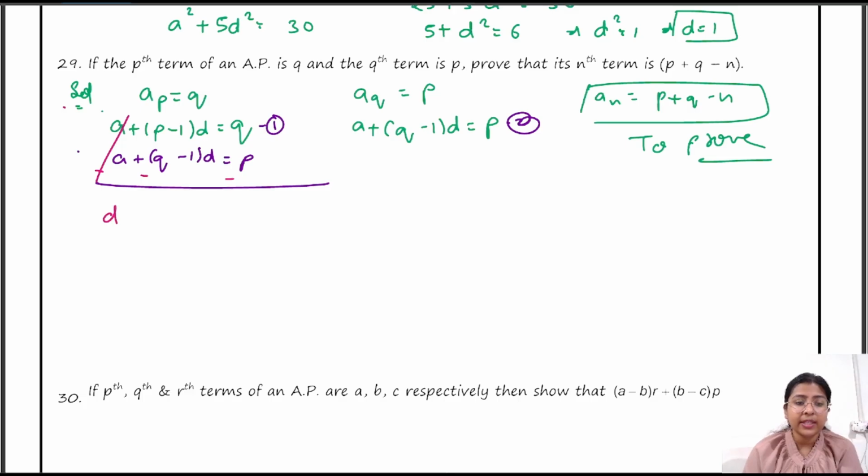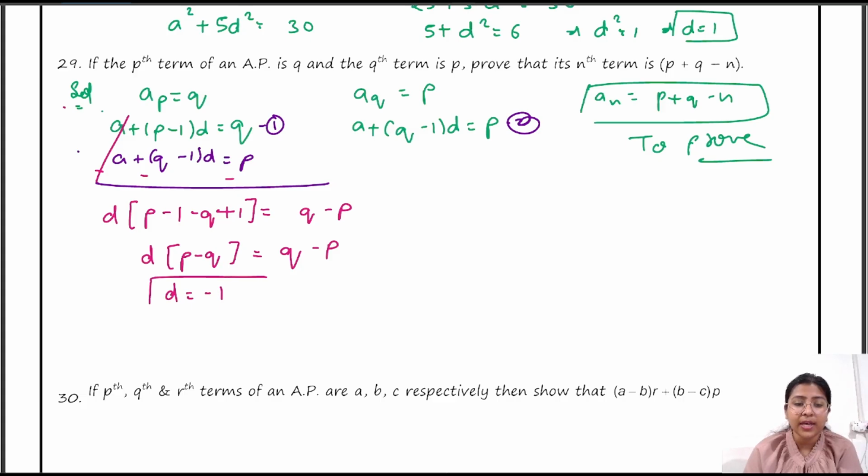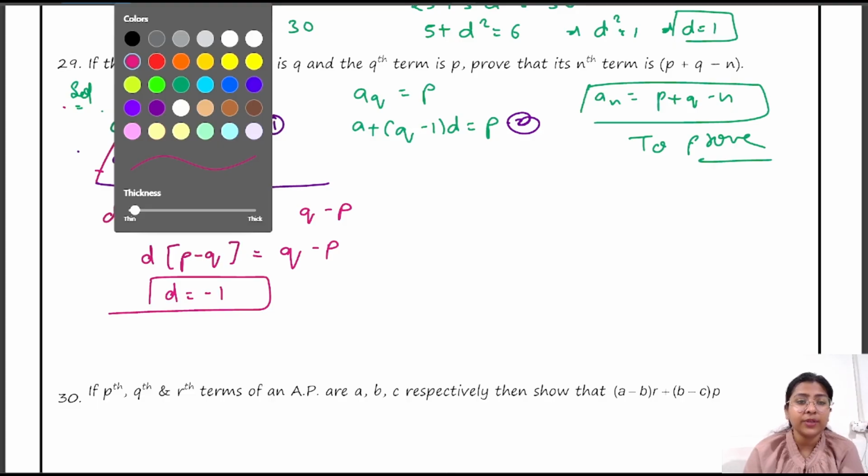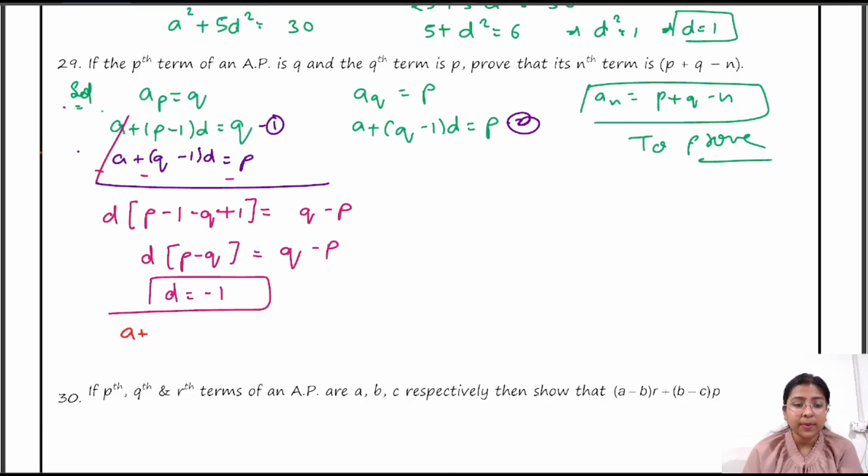Yes, so taking d as common, inside a bracket you will have p minus 1 minus q plus 1, is equal to q minus p. From here the value of d is, here it is p minus q and here it is q minus p. From here you will get the value of d as minus 1. This is clear? Okay, if the value of d is minus 1, put in the first equation. So a plus (p minus 1) into minus 1 is equal to q. So the value of a will be q plus p minus 1. This is the value of a.